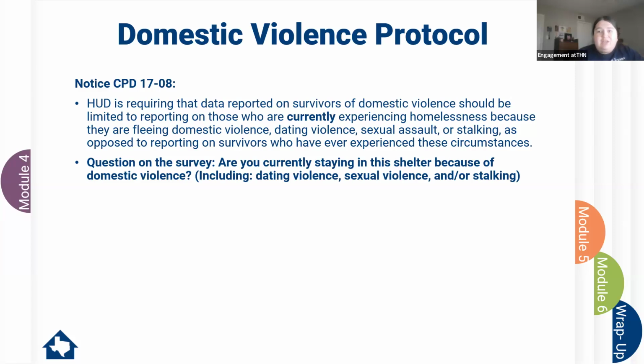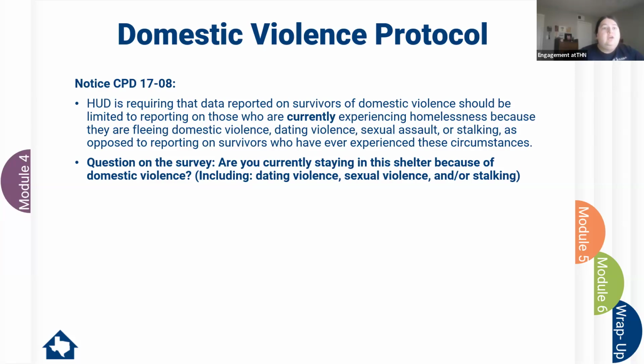All right, so I want to spend a little bit of time talking about the specific process for surveying a domestic violence shelter. To give you some context, the point in time count is only gathering information on those who are actively fleeing a domestic violence situation. The question is not necessarily asking if someone has ever experienced domestic violence. It's specifically asking, because of dating violence, sexual violence, or stalking, are you homeless now because of that? The question on the slide is the exact language in the point in time count app. We want to make sure that we're using the same language when we're surveying survivors of domestic violence.